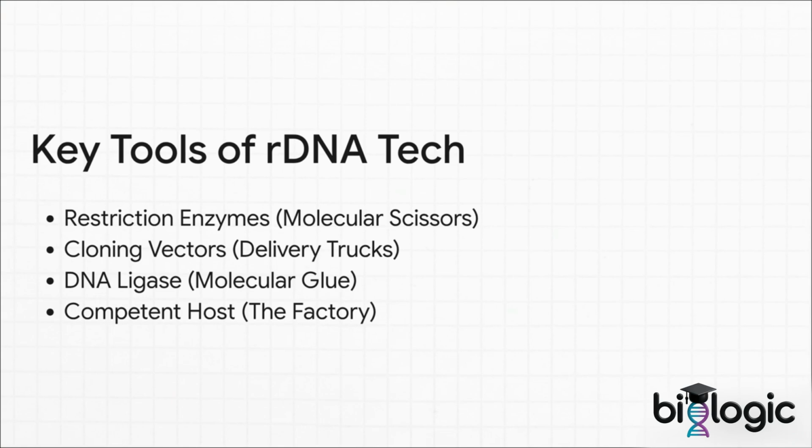We've got restriction enzymes, which act like tiny, precise scissors. We have cloning vectors, which are our delivery trucks. We've got DNA ligase, which is our molecular superglue. And finally, the competent host, which is the factory where all the production happens.